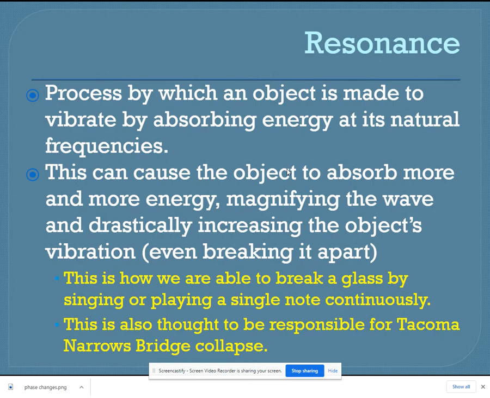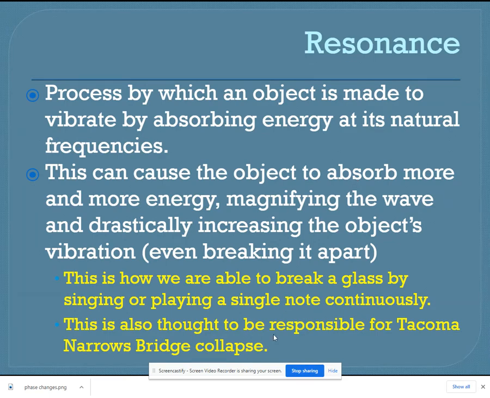So if you follow that even further and you continue the wave into an object, causing it to vibrate at its natural frequency more and more, magnifying the wave, it can even cause the object to break apart. And this is how it is, in fact, truly possible to break a glass by singing into it or by playing a single note continuously.